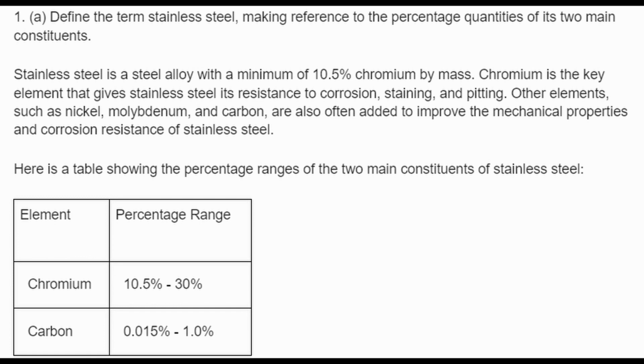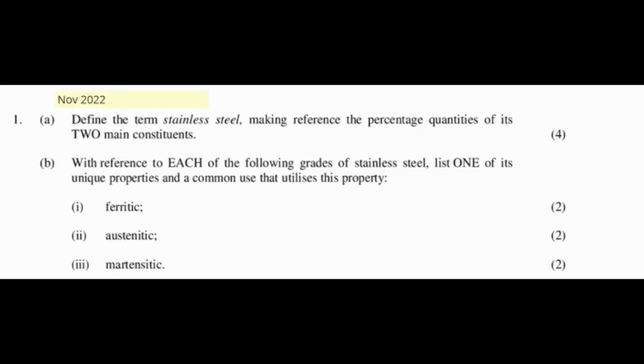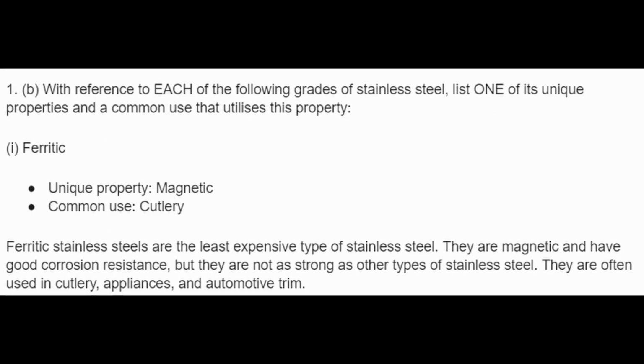The percentage ranges of the two main constituents of stainless steel are: for chromium between 10.5% up to 30%, and for carbon 0.15% to 1%. With reference to each of the following grades of stainless steel, list one of its unique properties and a common use that utilizes this property.